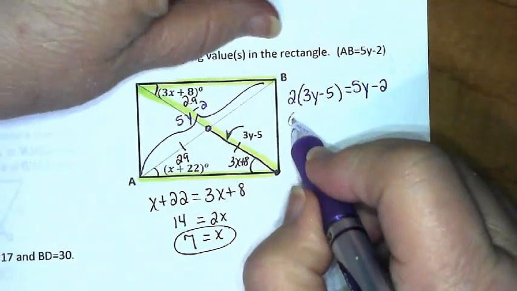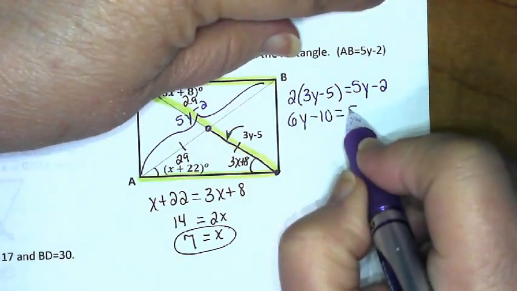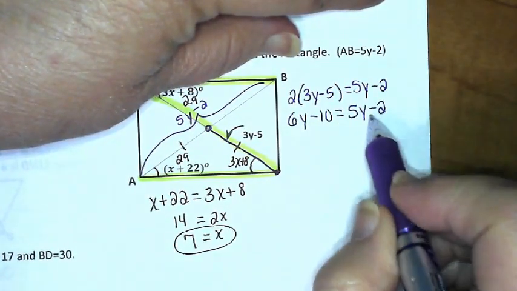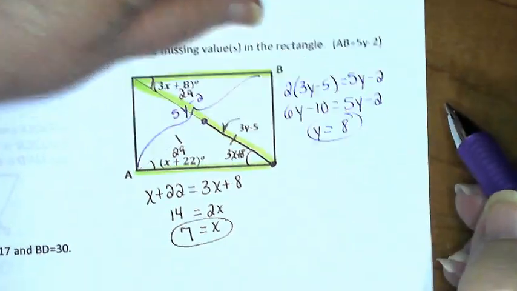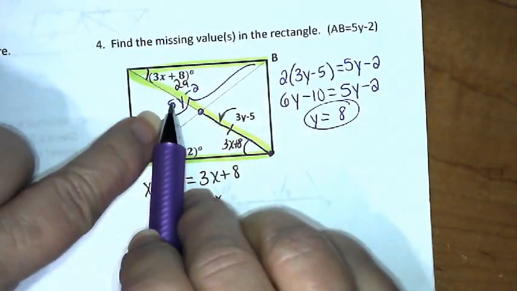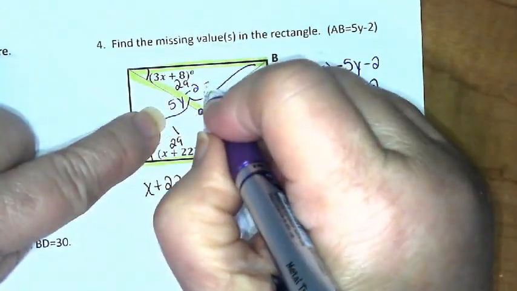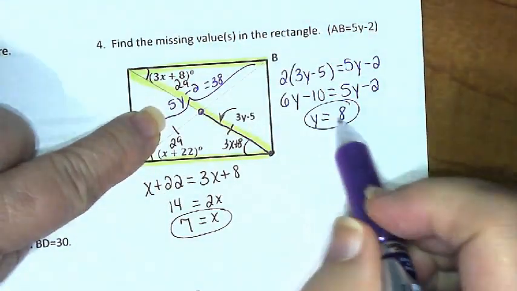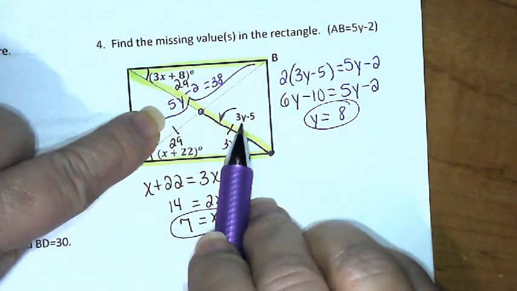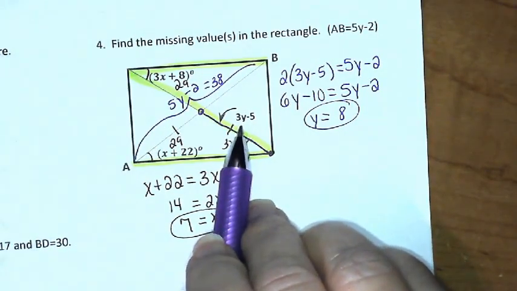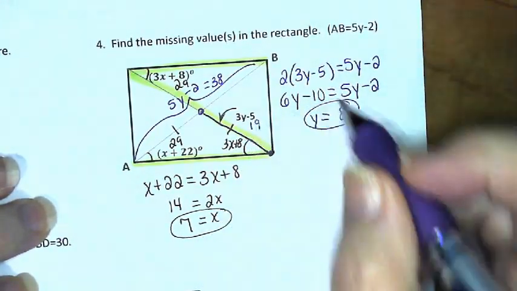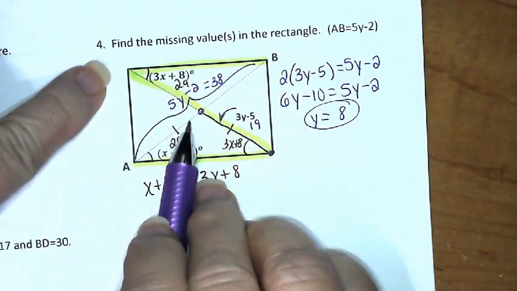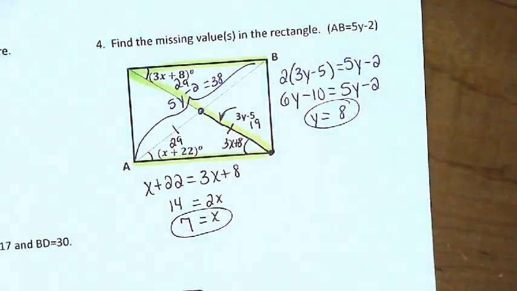So now I just do my algebra. 6y minus 10 equals 5y minus 2. I subtract y. I add 10. Y is 8. I can double check. 5 times 8 minus 2 is 38. 3 times 8 is 24. Minus 5 is 19. If I take both of these 19s and add them together, I get the 38. We're looking good. One more.